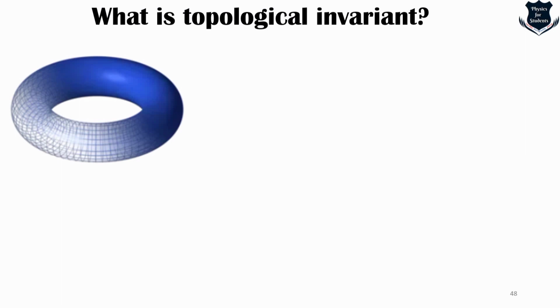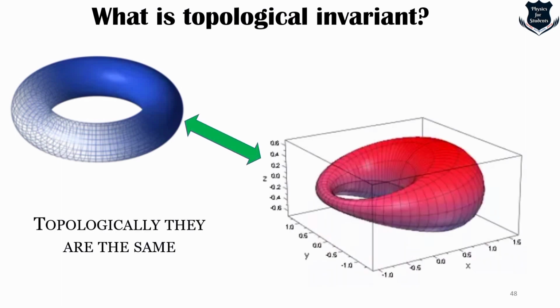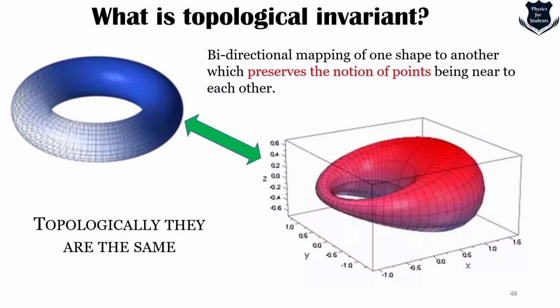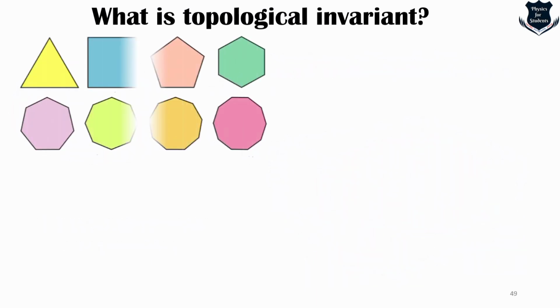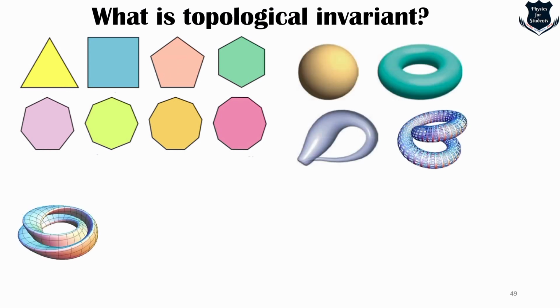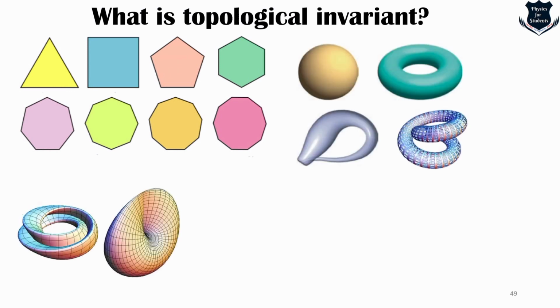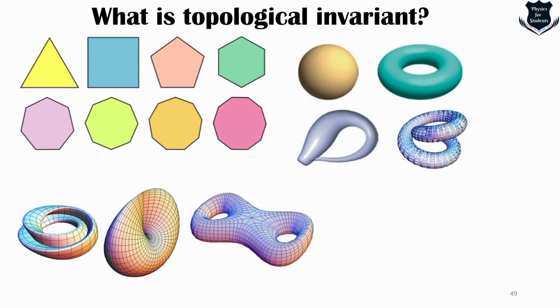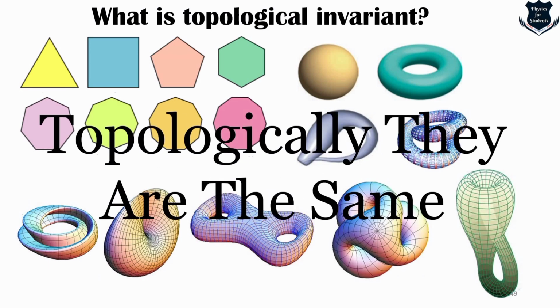Okay, so here you see the torus and here it is. So topologically they are the same because bidirectional mapping of one shape to another preserves the notion of points being near to each other. So these things are there, and as you see, all those shapes, polygons and the sphere, torus, Klein bottle, etc., topologically they are the same, although they are geometrically different. So that covers the topic of topological invariance.